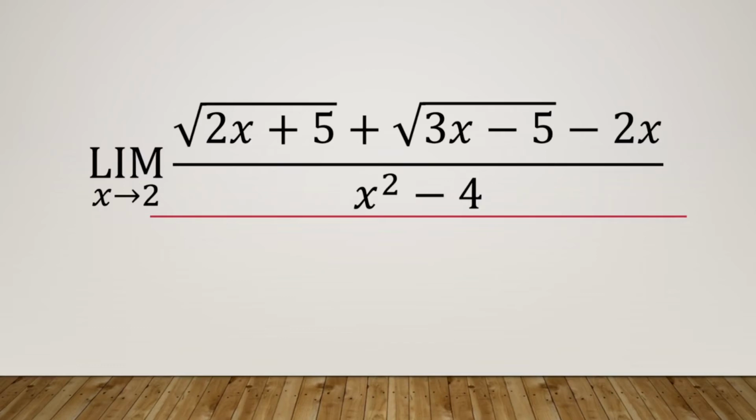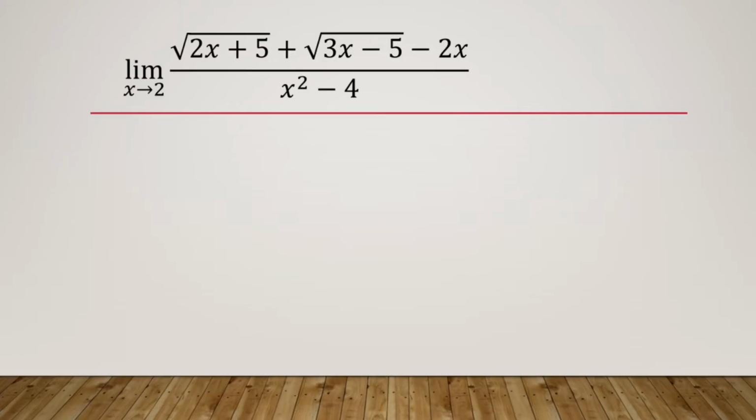In this video, I want to solve the limit as x approaches 2 of this rational function. The first thing to notice about this rational function is that it has two radicals in the numerator. If I plug in x equals 2, I get 0 over 0. In this case, I'm going to multiply by the conjugate.